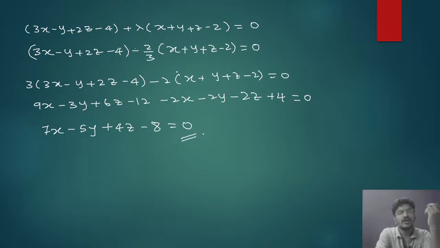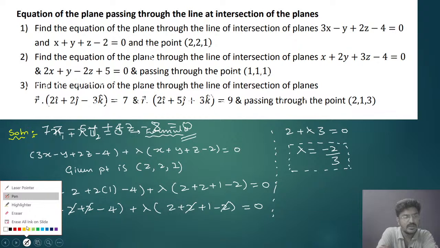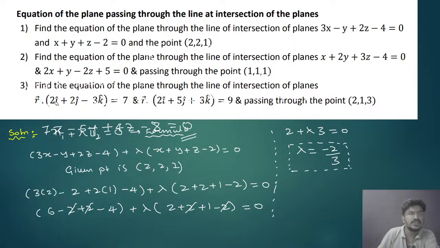Quickly all of you tell me, have you understood this problem or not? If you understand this, then we can go for the next problem. Once you understand this, we can go for the next problem. Quickly tell me, all of you, have you understood or not? Okay. So now we shall go for the next problem.